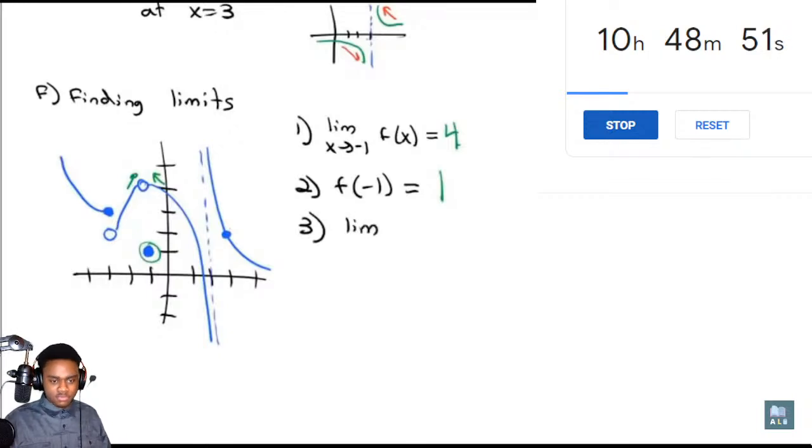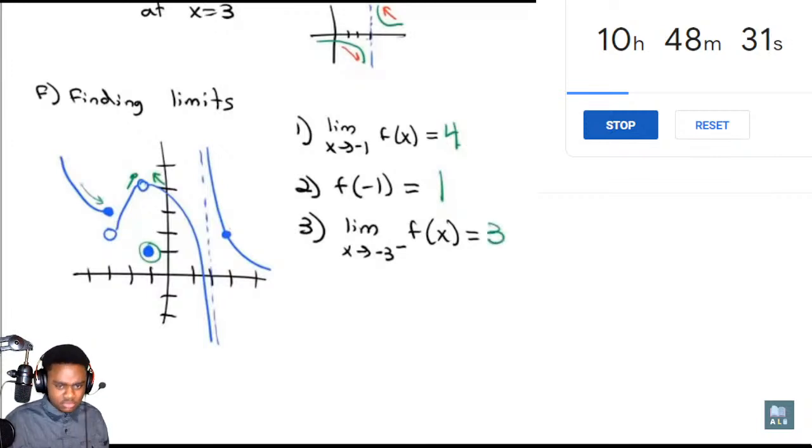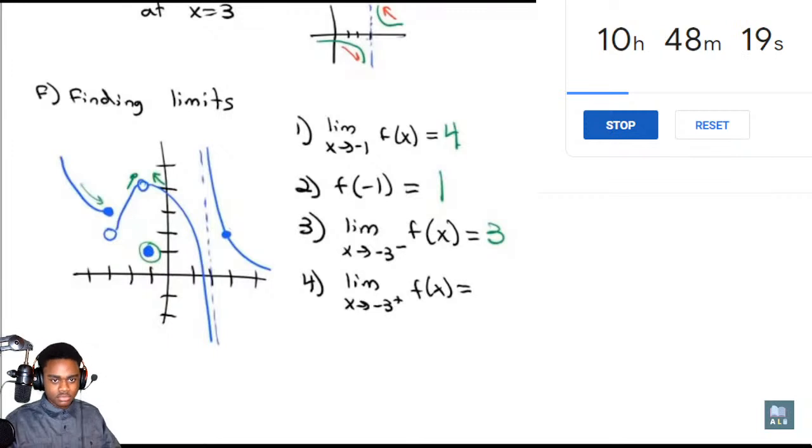How about this one? The limit as x approaches negative 3 from the left of f of x. Well, at negative 3 from the left, we see this graph is approaching a height of 3. We can compare that with the limit as x approaches negative 3 from the right of f of x. When we come from the right, or the positive side, notice it comes down a bit lower to a height of 2. So the limit there is approaching 2.